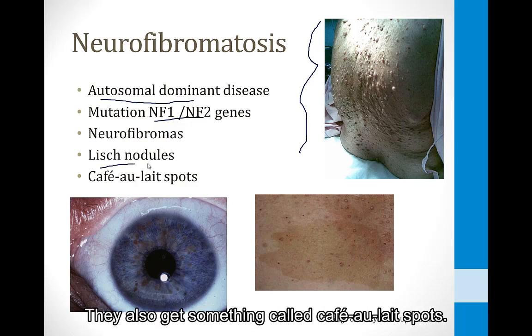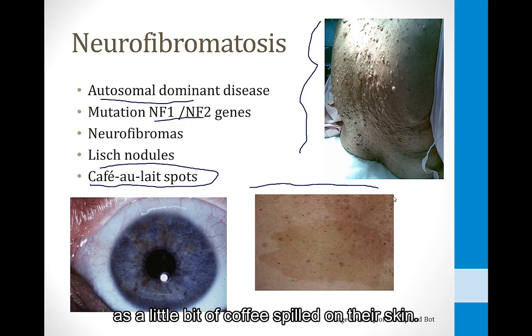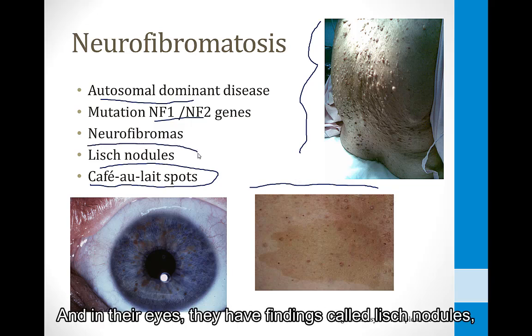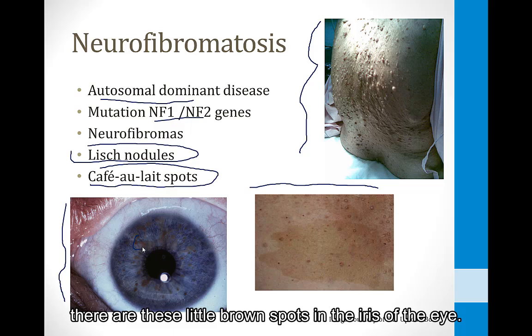They also get something called café au lait spots, and there's a picture of one down here. I think of it as a little bit of coffee spilled on their skin. That's kind of what it looks like. And then in their eyes, they have findings called Lisch nodules, which you can see in this picture down here. They're these little brown spots in the iris of the eyes.